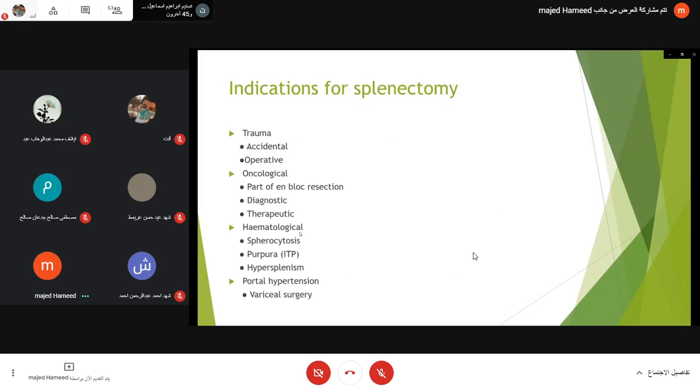Splenectomy. Indications for splenectomy: trauma, accidental or operative; oncological, as part of any en bloc resection, diagnostic or therapeutic; hematological, such as spherocytosis and purpura; hypersplenism; and portal hypertension, as in variceal surgery.